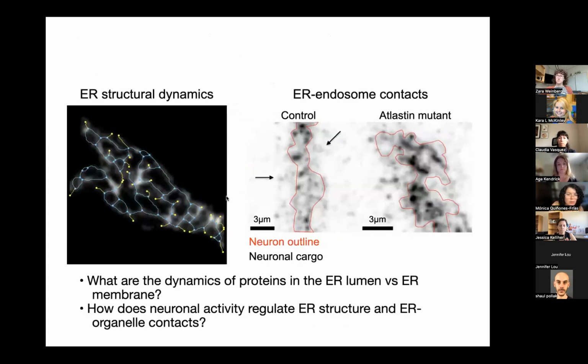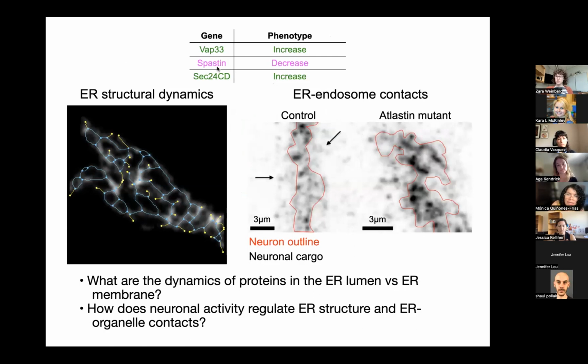And so with that, I want to summarize what I've told you today. I've developed tools to study ER structural dynamics, and I found that ER structure might be important for preserving ER endosome contacts that are important for the degradation of cargoes. And I found atlastin as part of a screen to identify the effects of disrupting different ER genes at synapses. And I found that others like atlastin increase endosomal cargoes, but I also found others that decrease.